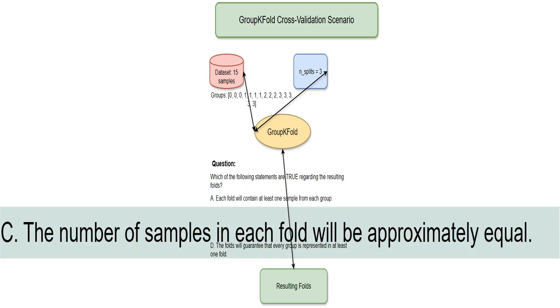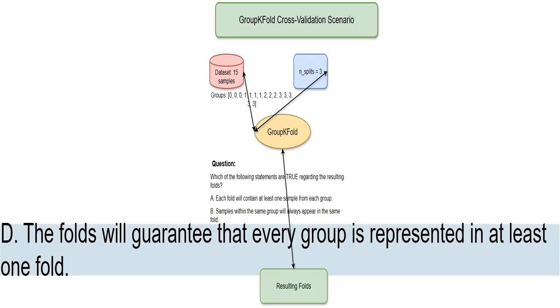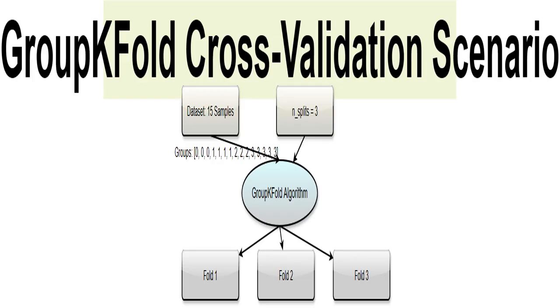This statement is false. Because the groups have different sizes and GroupKFold keeps groups together, the folds will have unequal numbers of samples. This statement is true. GroupKFold will make sure that every group appears in at least one of the 3 folds, to ensure a complete cross-validation process.